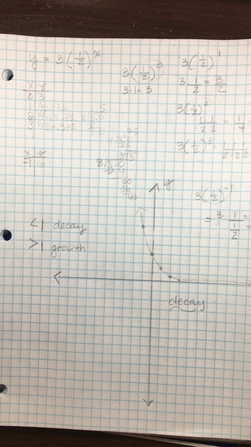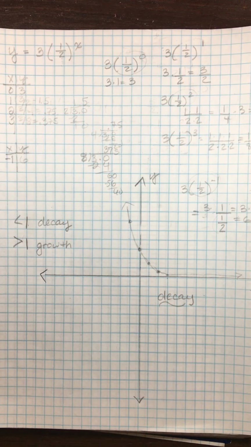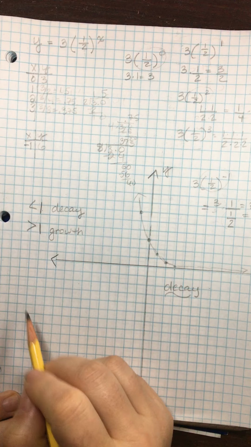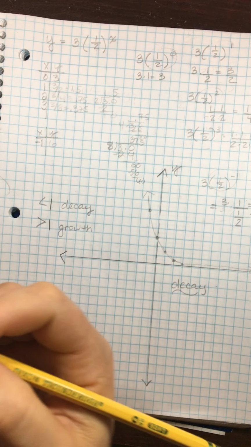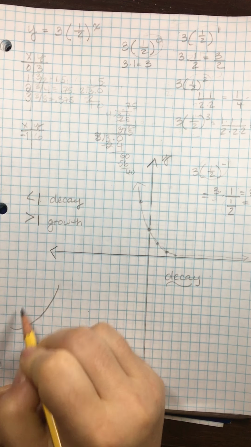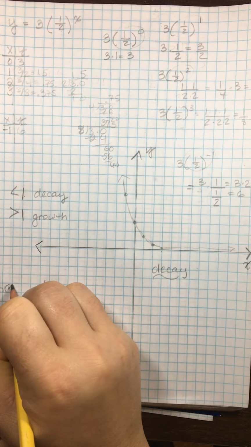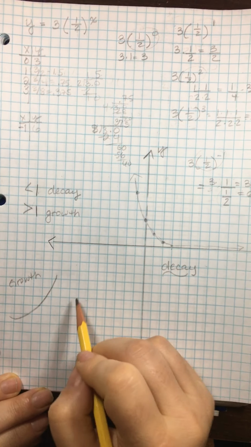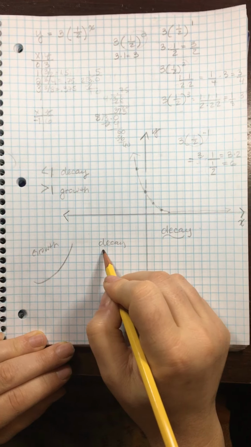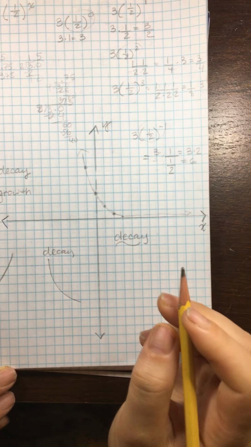So I want to make sure that makes sense. Let's talk about growth and decay for just a second. Whenever you have a graph that's going like this, it starts slow, but then it quickly goes fast. That's growth. All right. So for decay, it starts high and ends low. That's decay.